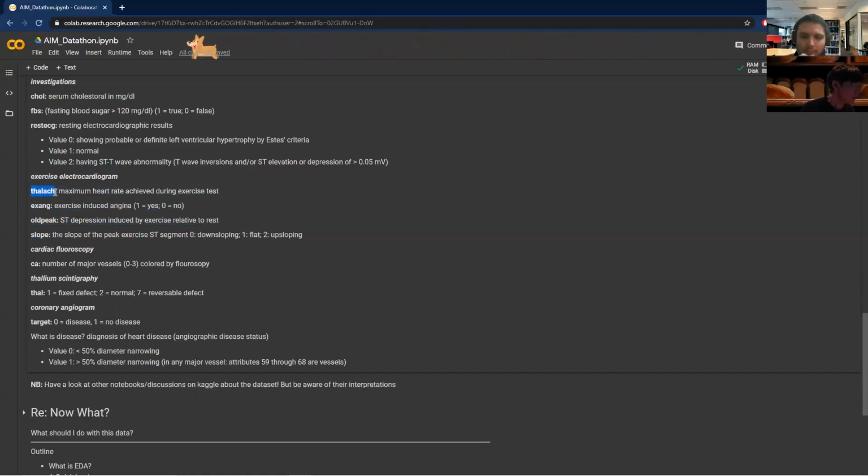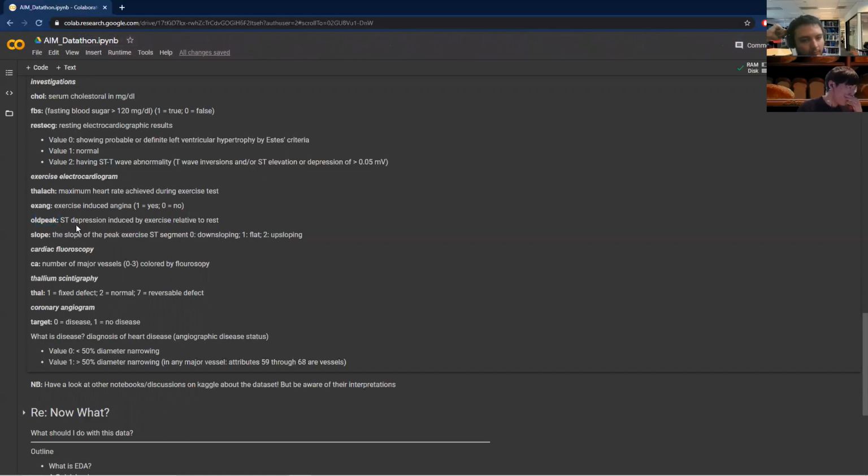And one is labeled Thallium, but that's just the maximum heart rate that was achieved during this treadmill test. So that's just how fast the heart rate was when the person was running really hard. And then this thing called Exang, which stands for exercise-induced angina. Angina is chest pain, and exercise-induced means that it happened during exercise. So during the treadmill run, if the patient had chest pain, then they had exercise-induced angina.